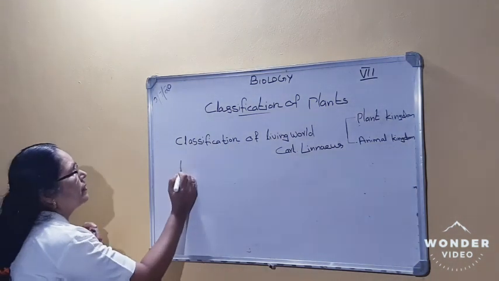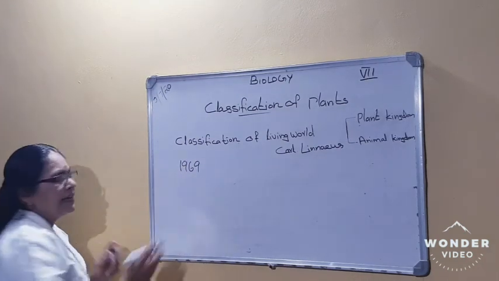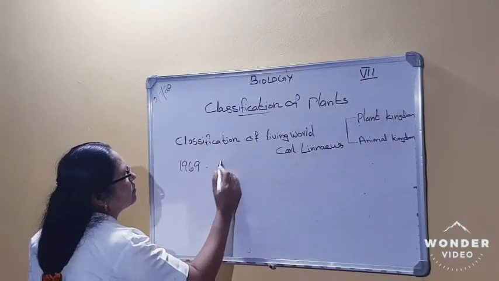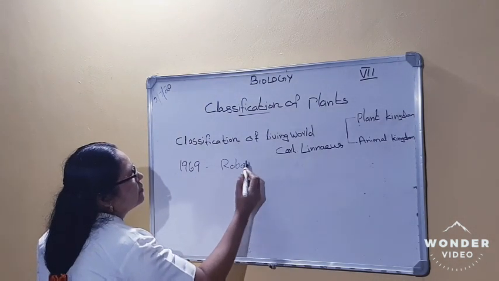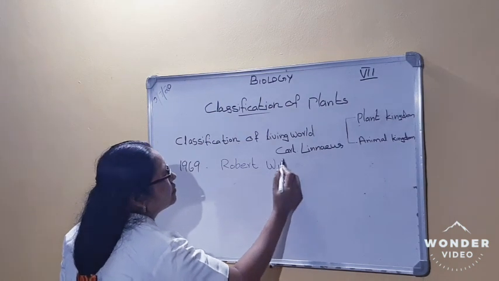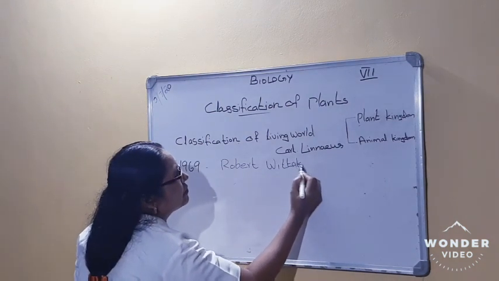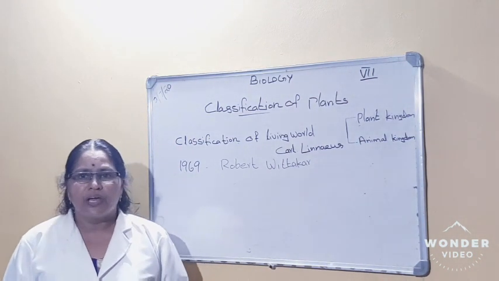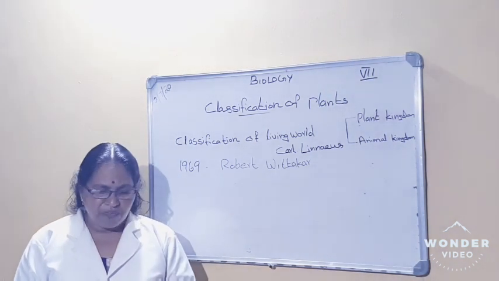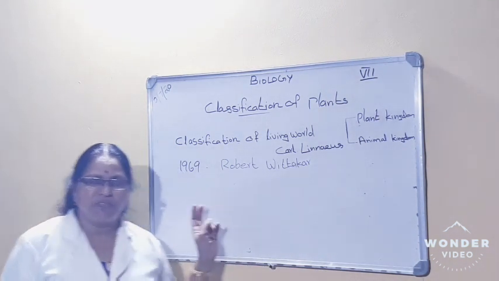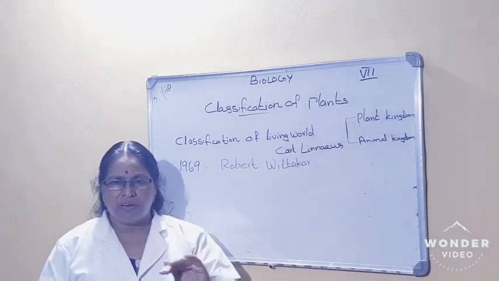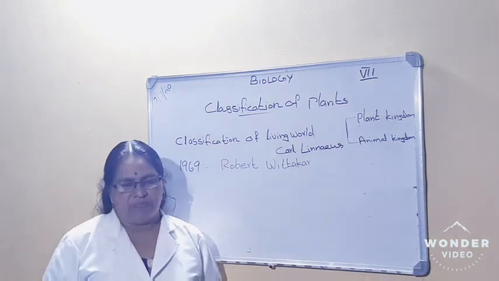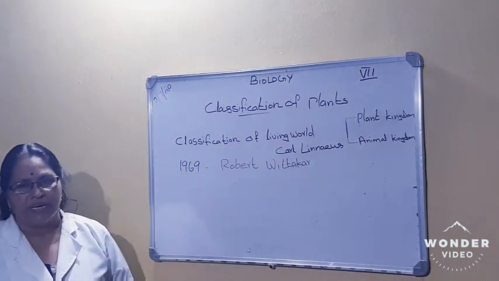Then after that, in 1969, another scientist, Robert Whittaker, classified all the living organisms into 5 kingdoms. That is known as the 5 kingdom classification. All the living organisms in this world can be classified into 5 kingdoms. Let us see what the 5 kingdoms are.